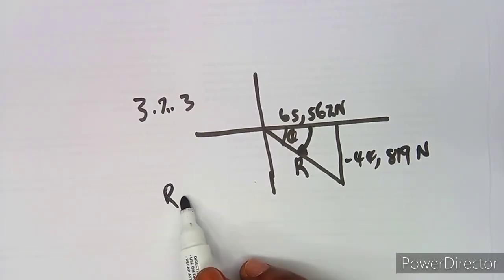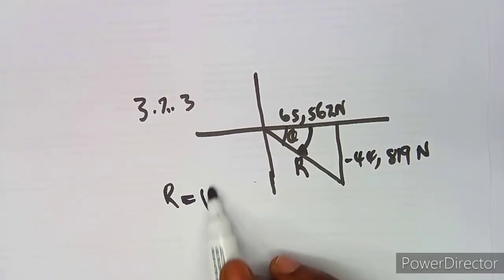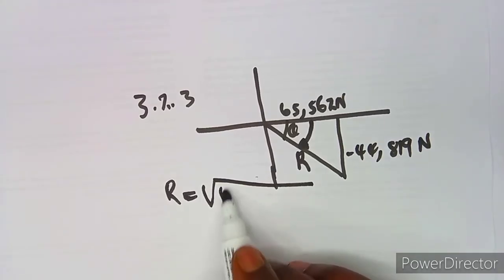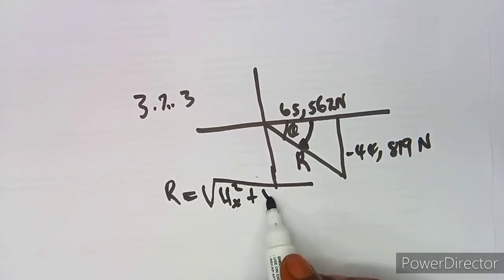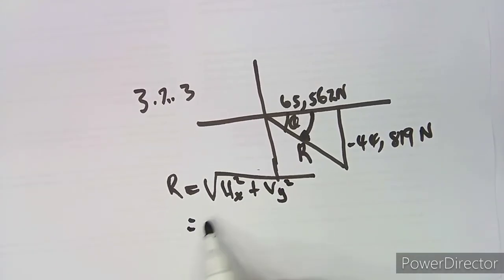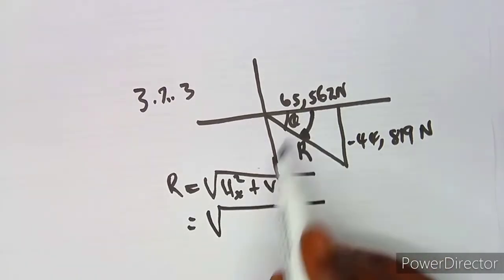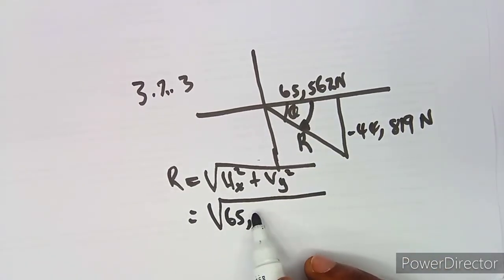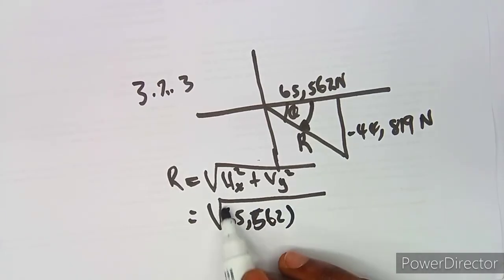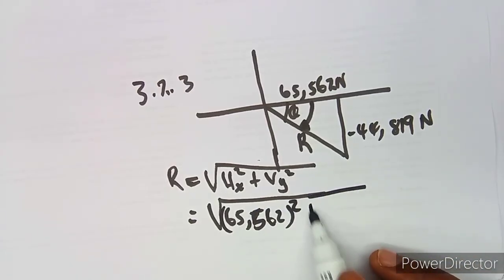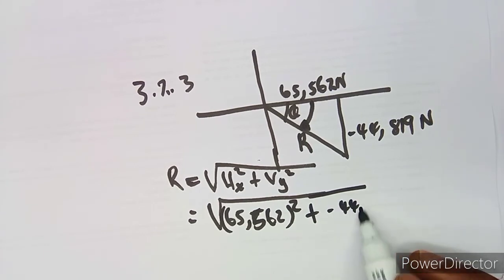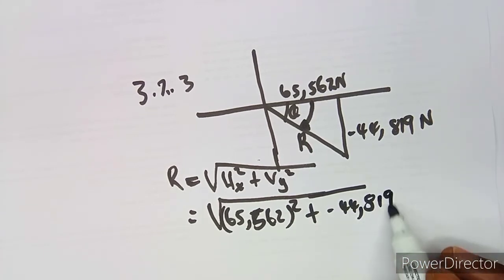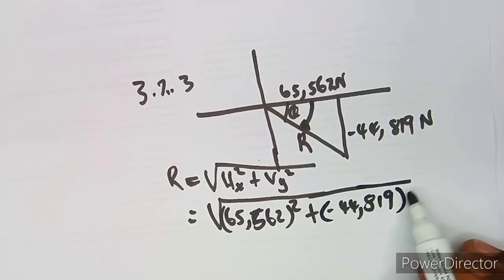We are going to use our Pythagoras theorem, which is the square root of the horizontal component squared plus the vertical component squared. So it is going to be the square root of the horizontal, and 65.5. Guys, we understand this from our Pythagoras theorem. This is not supposed to be something that is amazing.